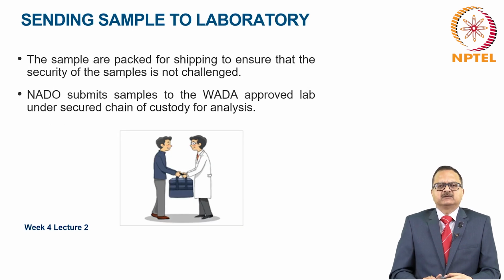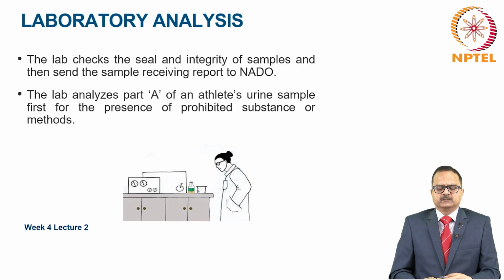The samples are packed for shipping to ensure that the security of the samples is not challenged. The National Anti-Doping Organization submits the samples to any WADA approved laboratory using a secured chain of custody for analysis. In the laboratory, the lab checks the seal and the integrity of the samples, and if they are correct, they will send the sample receiving report to the National Anti-Doping Organization.